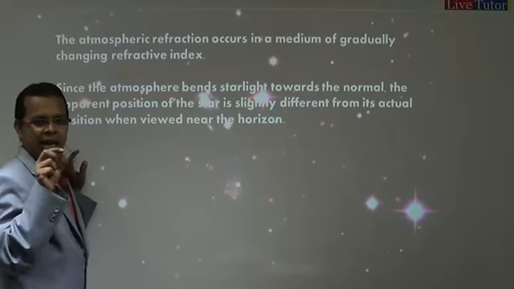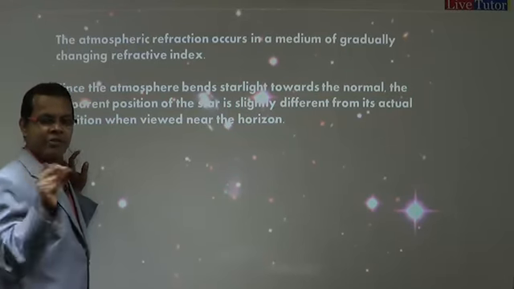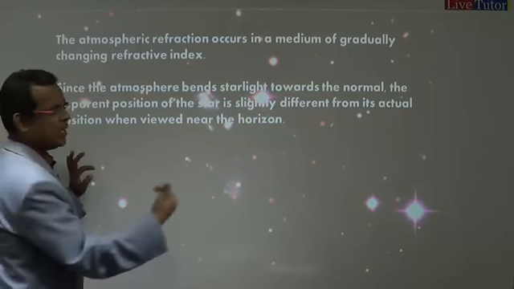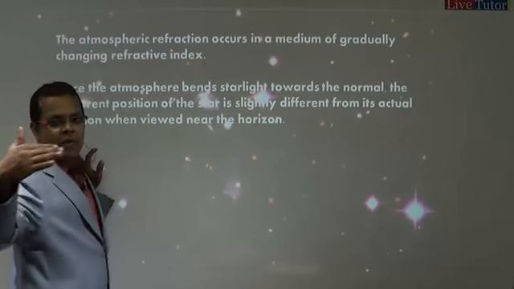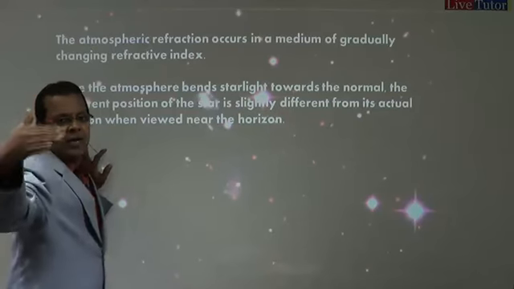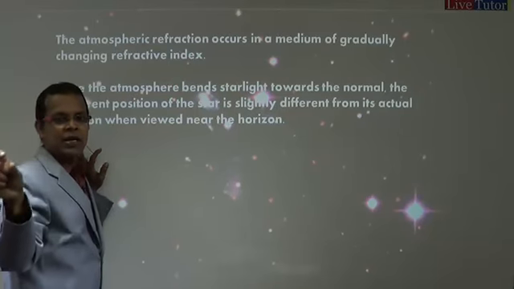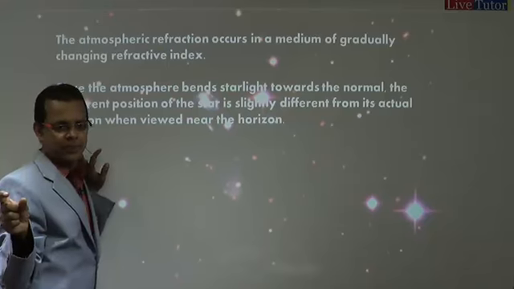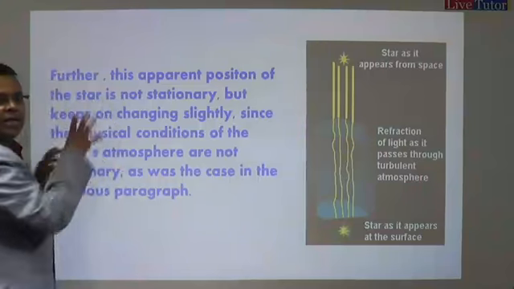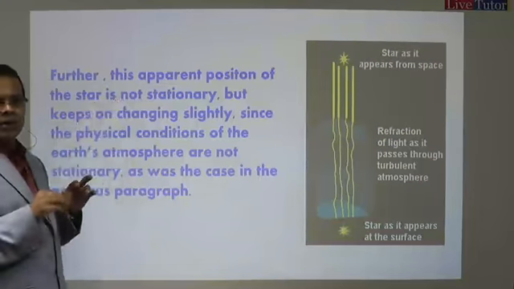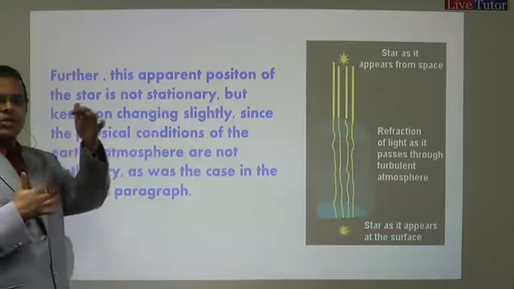So the apparent position of the star is not the actual position, it slightly differs when it is viewed from near the horizon. You know, horizon, what you call in Tamil, adivanam. So from the horizon, if you see, the apparent position will not be the same as the actual one, it will be slightly changing. Okay, it is because of the refraction. And also this apparent position, as we have already discussed, because of the change in the refracting medium, is not stationary, because the air is continuously moving.